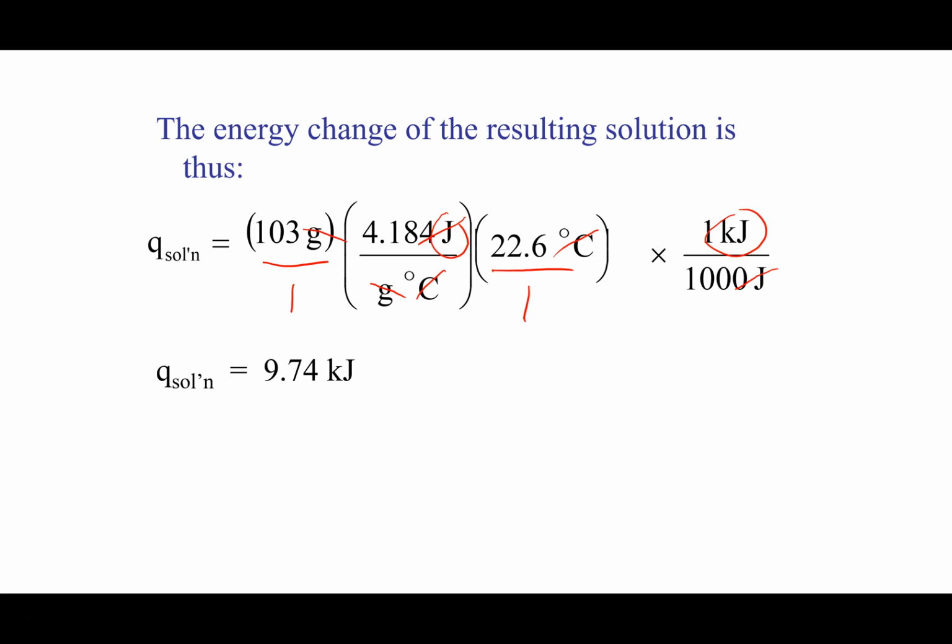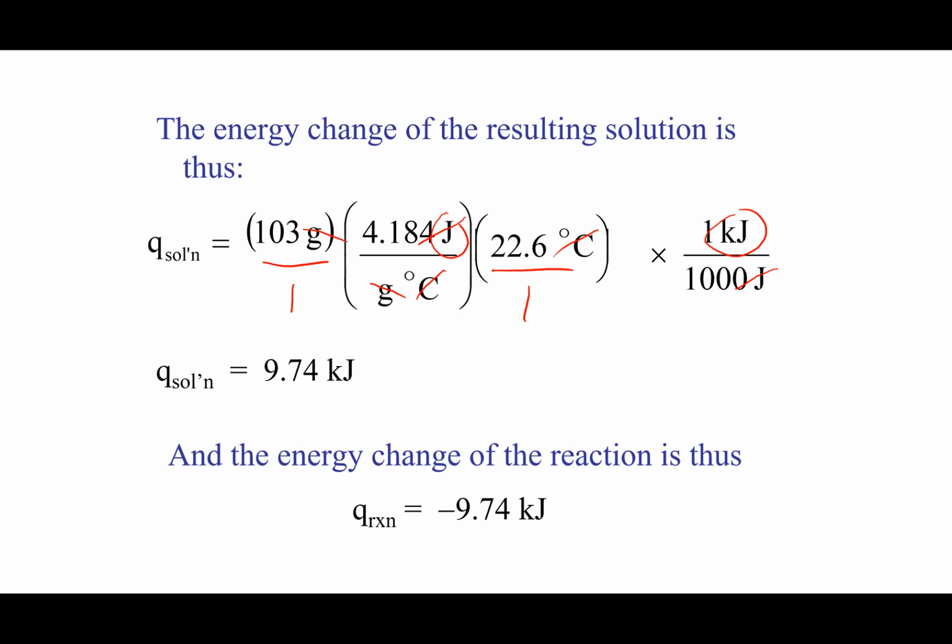And you might be patting yourself on the back because you got Q, you got that energy that was released, and you should pat yourself on the back. But a few things we need to clean up. First of them is we need to make sure we apply this. That's your Q of the solution. So Q of the reaction is equal to negative that. Q of the reaction is equal to negative Q solution. In other words, Q reaction is equal to negative 9.74 kilojoules. Which makes sense because you guys told me it was exothermic because the water heated up.